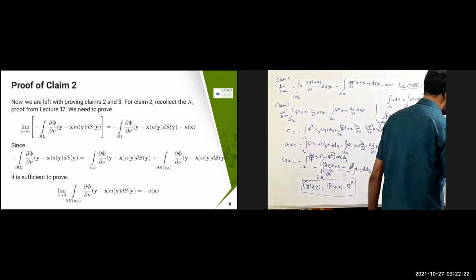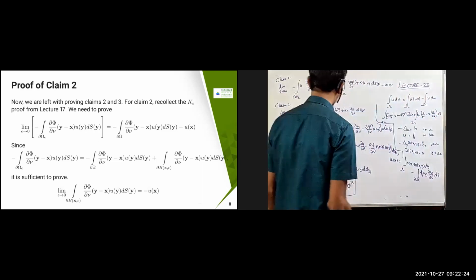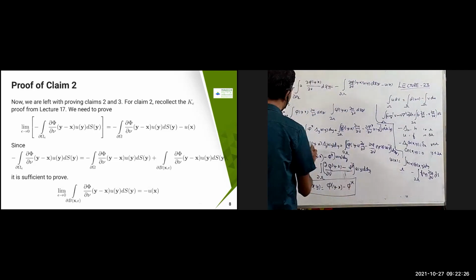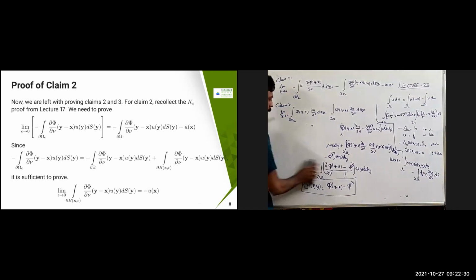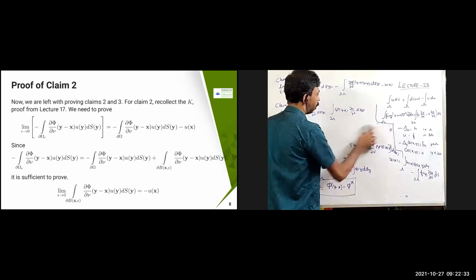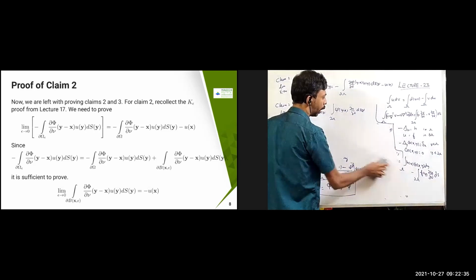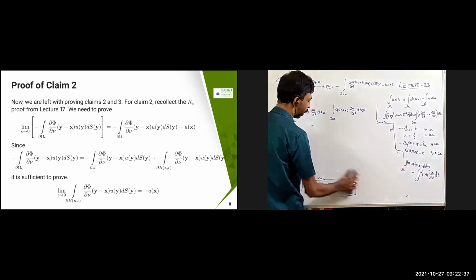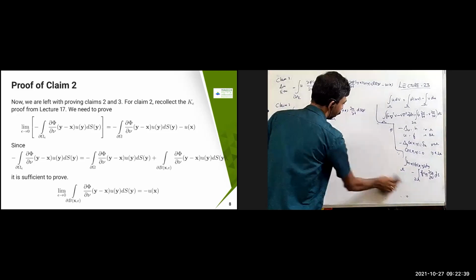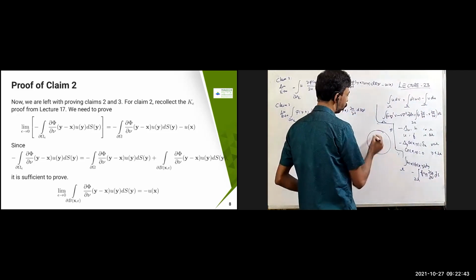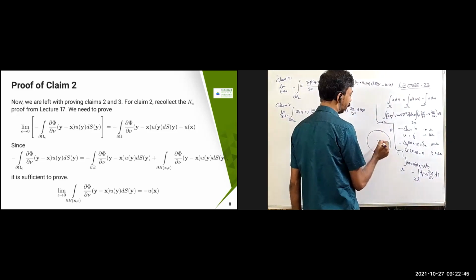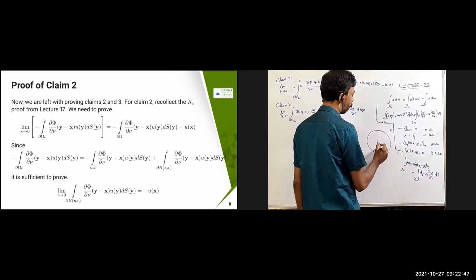Okay. So for claim 2, let us recollect some of the theorems which we have done from lecture 17. Earlier we have done either lecture 17 or lecture 18, I think. So just have a look at that. Using that, almost similar kind of things, because there also we had a similar setup. What we had was an omega. Okay, so in the omega a singularity was there. Then we introduced B of x comma epsilon, and then we removed this small ball.